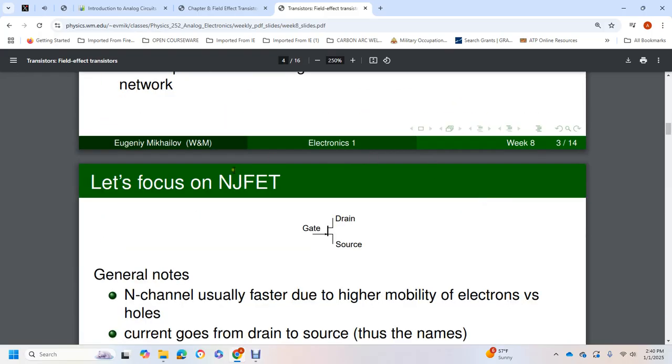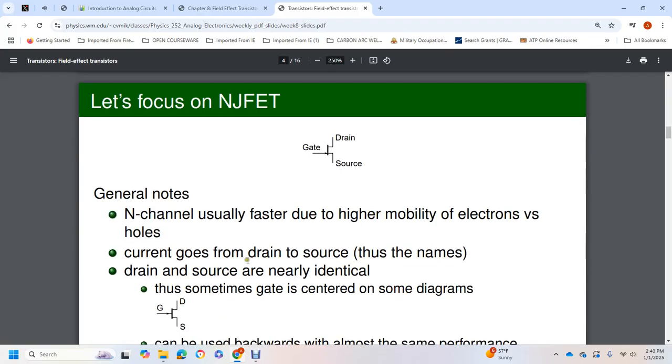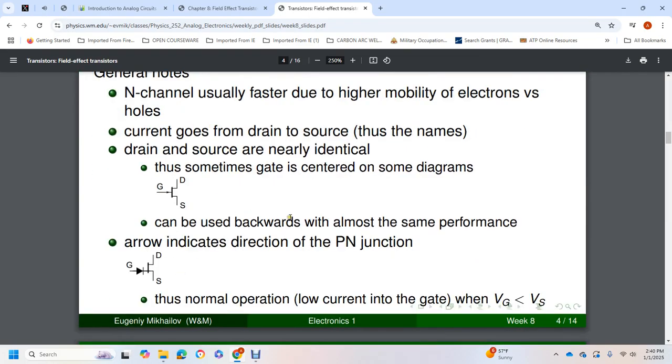Let's focus on negative junction field effect transistors. Generally, they are negative channel, usually faster due to the higher mobility of electrons versus holes. Current goes through the drain and source, thus the names. Drain and source are nearly identical, thus the gate is centered in some diagrams. Drain and source can be used backwards with almost the same performance. Arrows indicate the direction of the positive-negative junction.